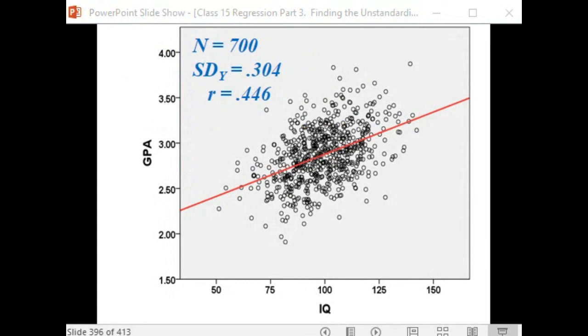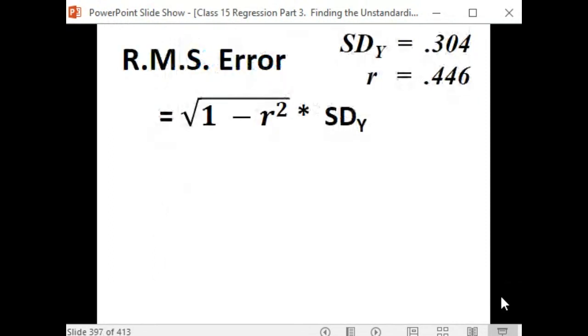Here's the scatter plot again for the 700 students. And notice it gives you the numbers you need for the formula. The standard deviation of y is 0.3304 and r is equal to 0.446. So I'll put these numbers in the upper right-hand corner, so we have them handy when we need them. Now all we have to do is plug these numbers into the formula for the root mean squared error of the prediction.